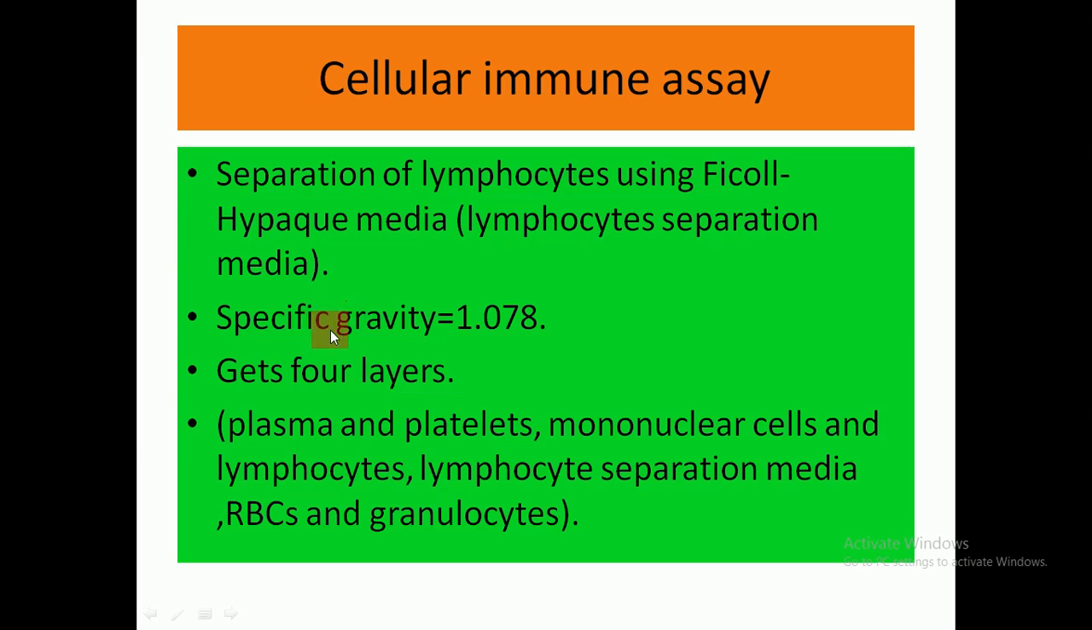It has a specific gravity of 1.078. We add the blood from the patient or any individual onto this medium, and then we do centrifugation, so we get 4 layers: plasma and platelets, mononuclear cells and lymphocytes, and the third layer lymphocyte separation medium, and at the bottom, RBCs and granulocytes.